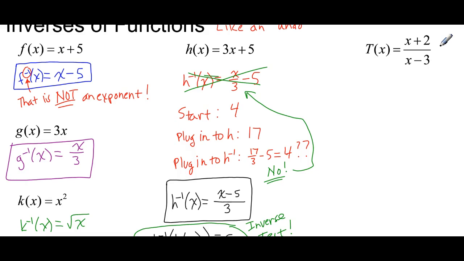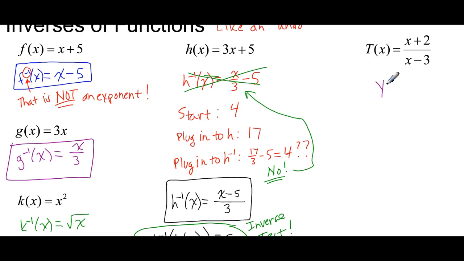Do you add 2 first and then take the result and subtract 3? No, that's not right. Do you subtract 3 and then take the result and add? No, that's not right either. It's kind of hard to even describe what's happening first and second and third and fourth in this operation. So how do we find the inverse here? Well, now we're going to have to get fancy.